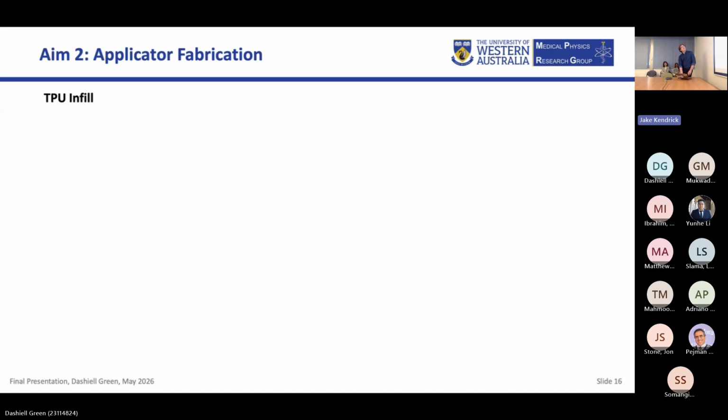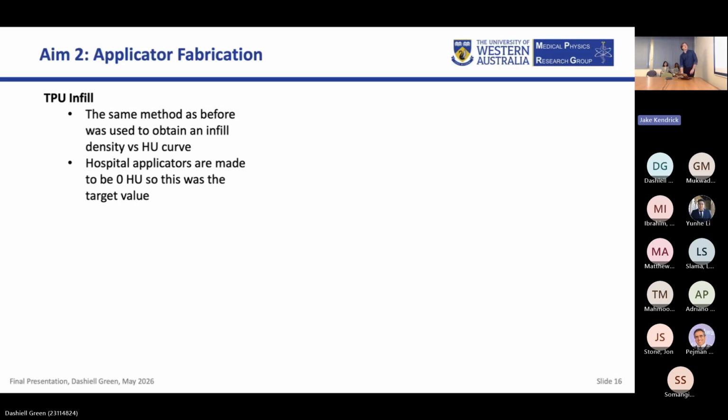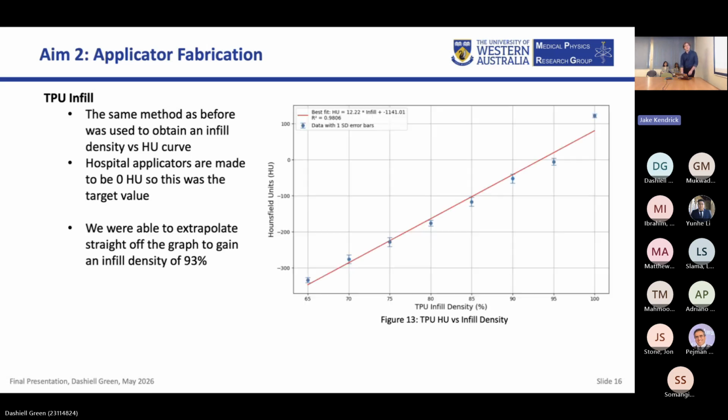So then for the applicator, we use TPU, which is thermoplastic polyurethane, and this is the first time I could find anything in the literature that had used a flexible filament for the 3D printed applicators. So this underwent the same method as before to obtain an infill versus HU curve, and we wanted to print this applicator so it would be 0 HU, as this is the hospital's target value when doing brachytherapy. And so, same methods, we can extrapolate straight off the graph to get an infill density of 93%.